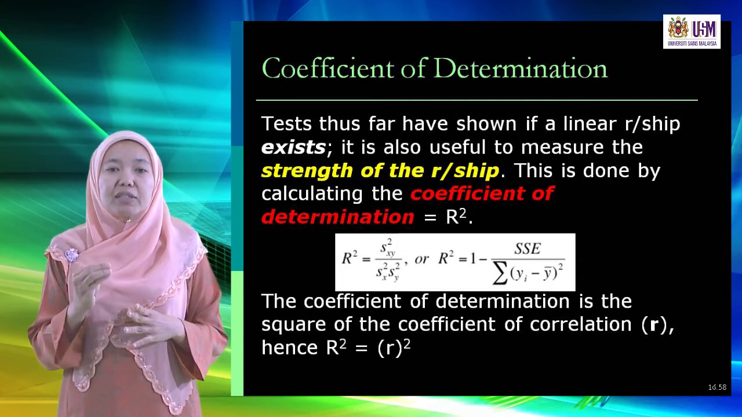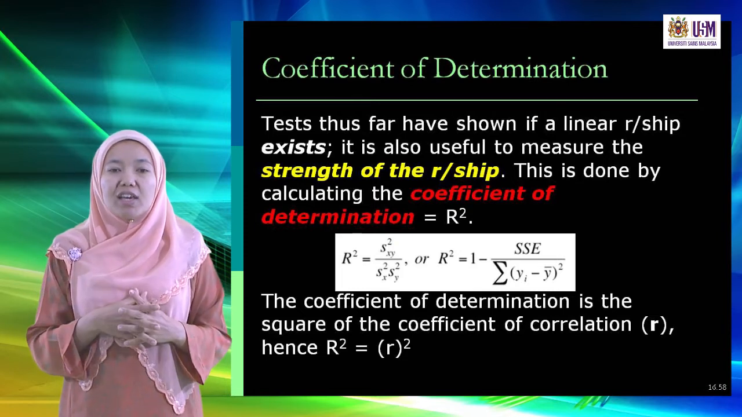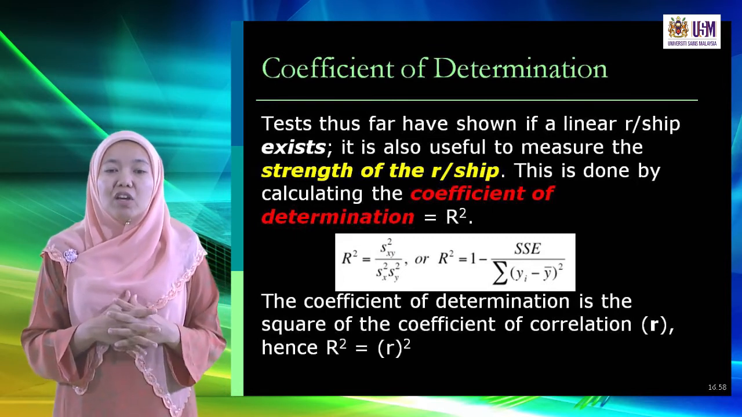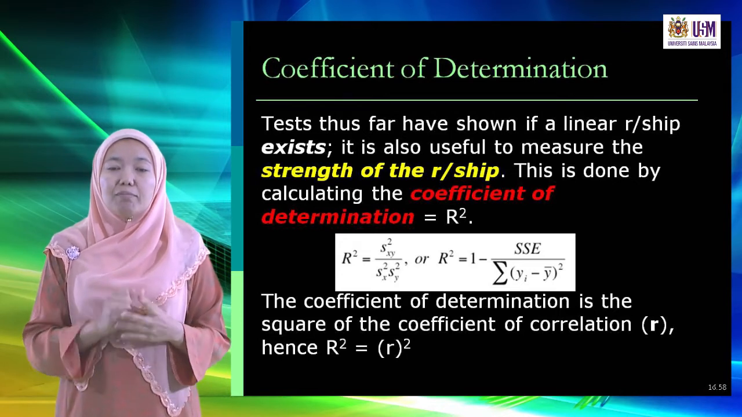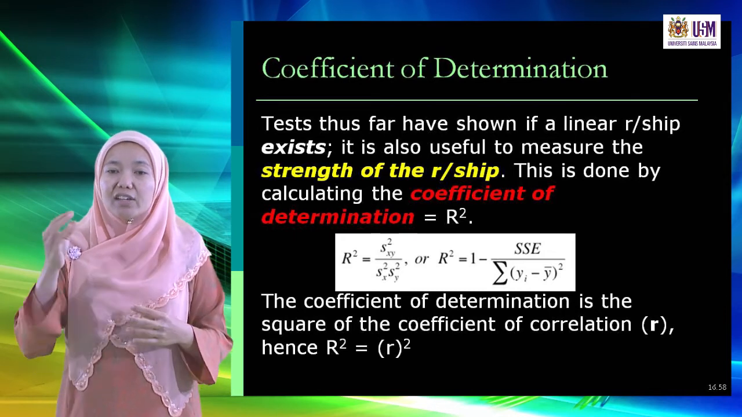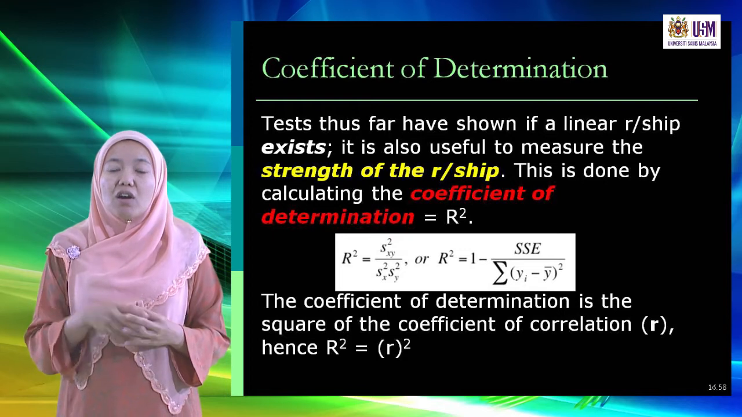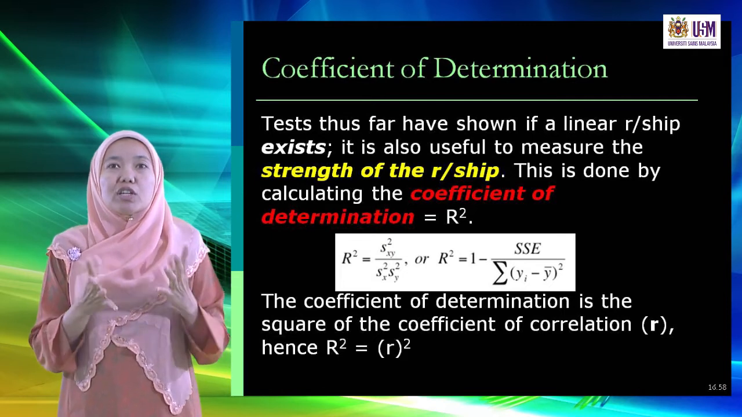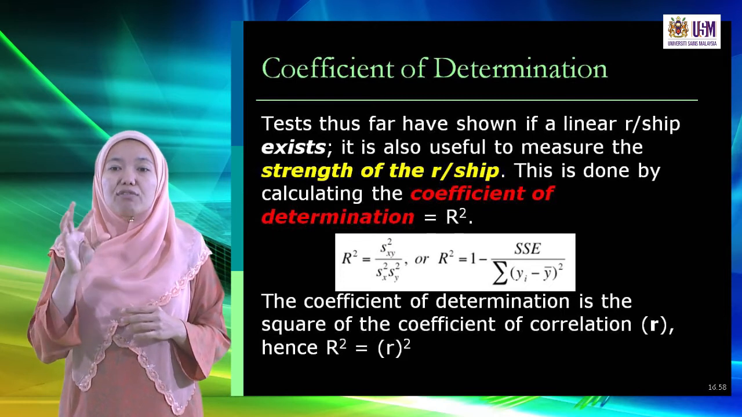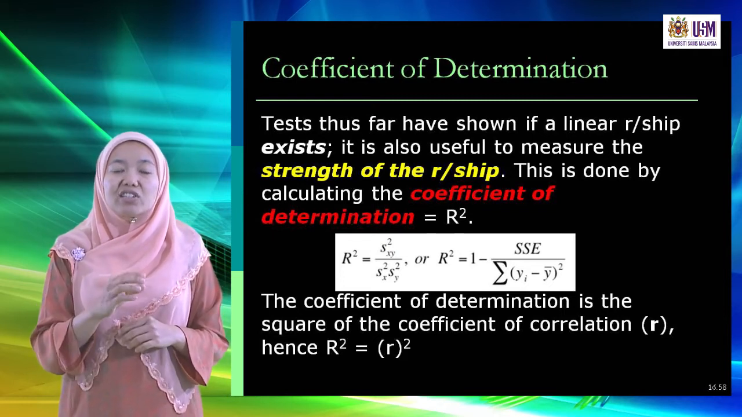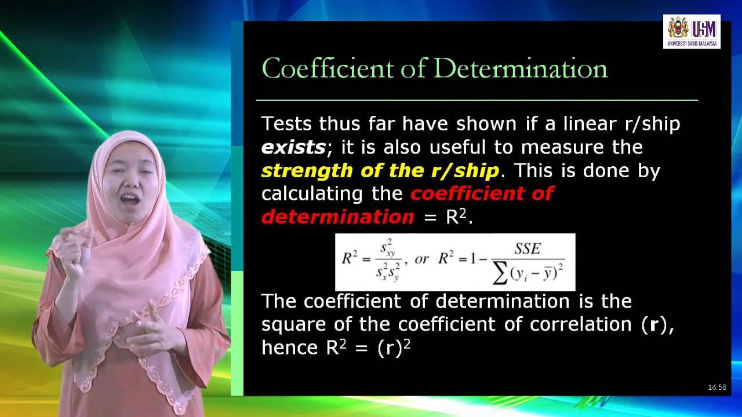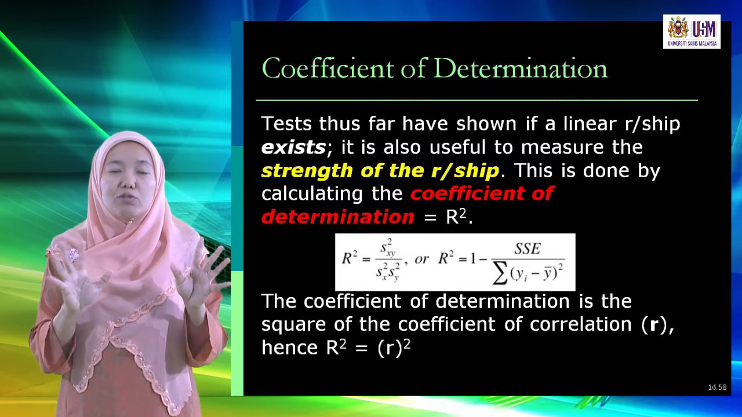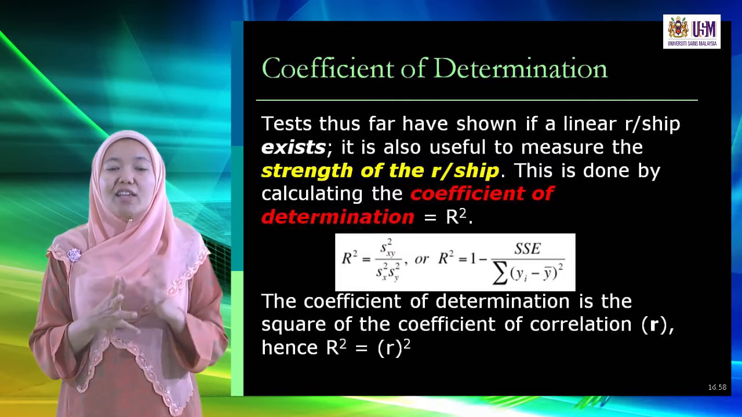In short, we use the symbol capital R squared. Capital R squared is made up of Sxy squared divided by Sx squared multiplied by Sy squared. Or simply, R squared is 1 minus SSE, the sum of square error that I introduced just now, divided by the summation of all observations minus y bar, in brackets, squared. The coefficient of determination is the square of the coefficient of correlation. Hence R squared is actually small r squared. Small r is the correlation, while capital R squared is the coefficient of determination. I hope you do not get confused between capital R and small r.